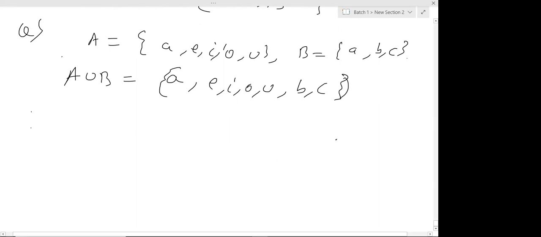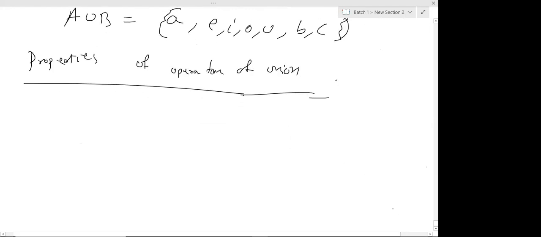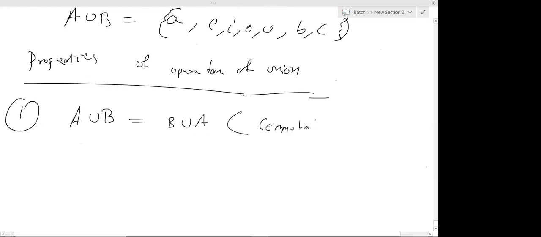Write down the properties of union. First property is A union B is equal to B union A. This is called commutative law. Right? In childhood, we used to write A plus B is equal to B plus A. The same here, right? A union B is equal to B union A.